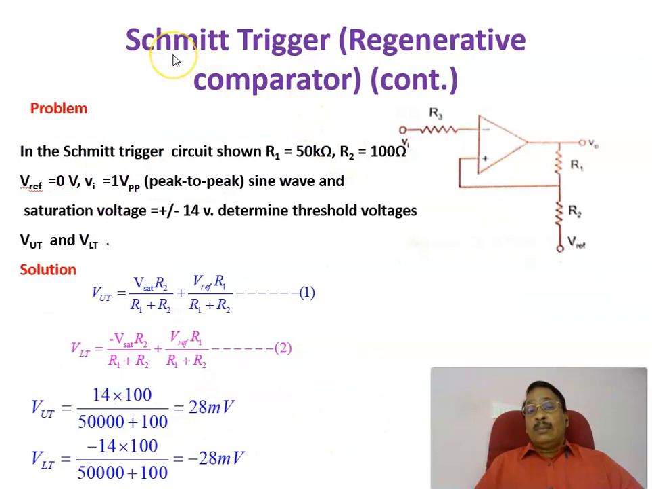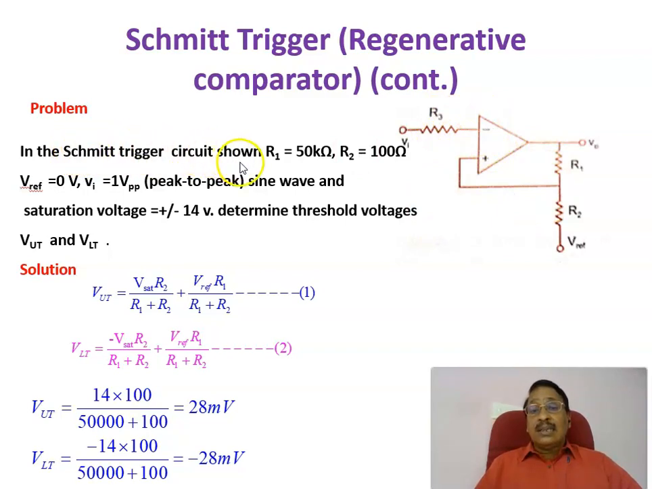Coming to a problem on the Schmitt trigger. One point to be remembered is that in this circuit you are giving the input to the negative input. You can have it positive also, but here the input is given to the negative and the feedback is positive. That is why we are giving the input to the negative.